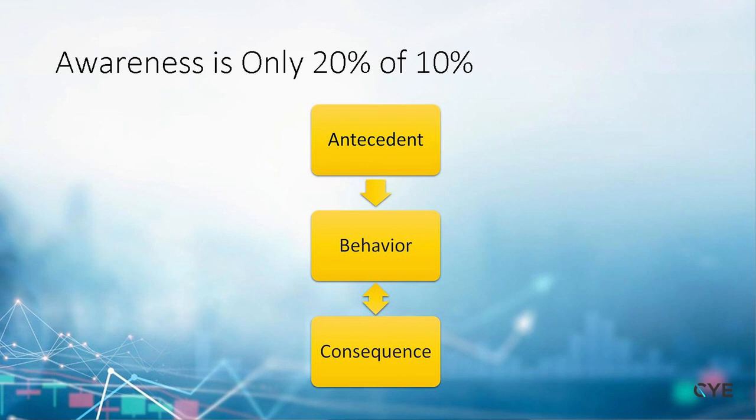Antecedent, which is supposed to be information. I don't call it IBC because IBC is an illness or something. But antecedent is like awareness, information, or so on. You give people information, that is supposed to impact the behavior. A behavior generates a consequence. The consequence then goes back and influences the behavior again.